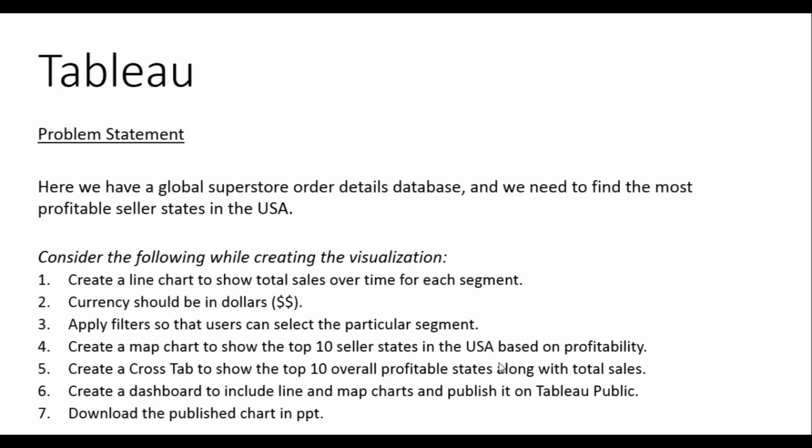So here we have to find out the most profitable seller states in the USA. We have one global superstore order details database, and that has all the data, and from that data we need to find the profitable states. So let's see what we have to do here. Create a line chart. The first point is to create a line chart to show total sales over time for each segment.